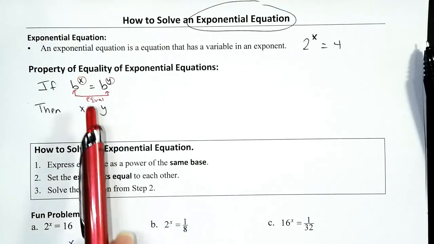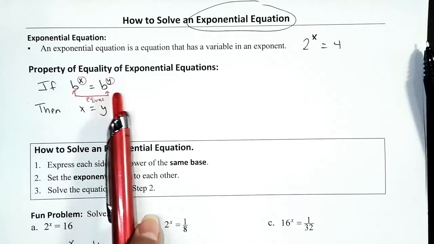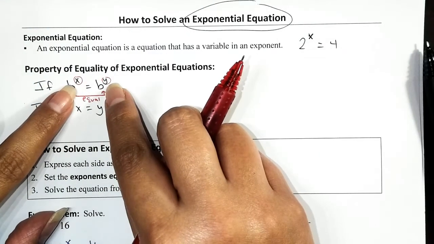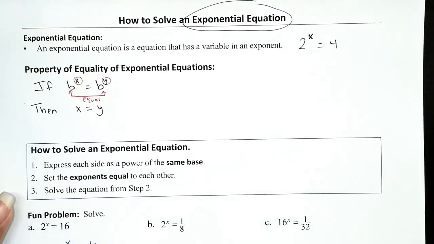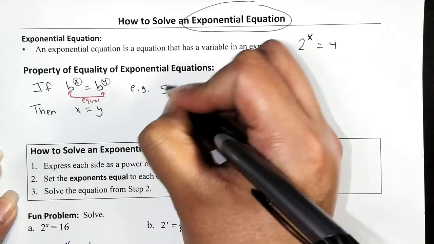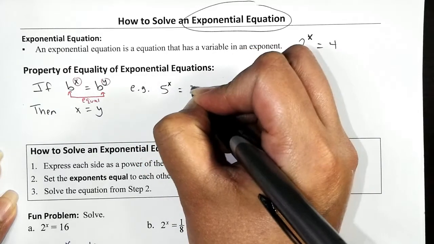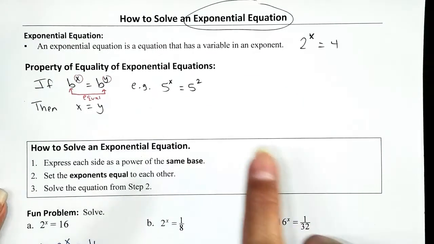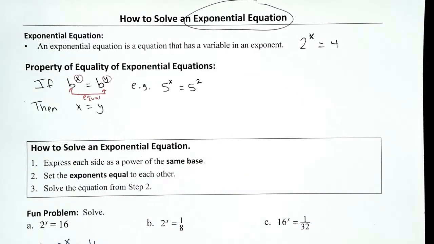Why? Because we have an equation. The left side has to equal the right side. So if the bases are the same, then the exponents have to be the same. So let's go ahead and do a quick example or illustration. Let's just say we have 5 to the x is equal to 5 to the second power. You can evaluate this to 25, but I recommend that you leave it as 5 squared.